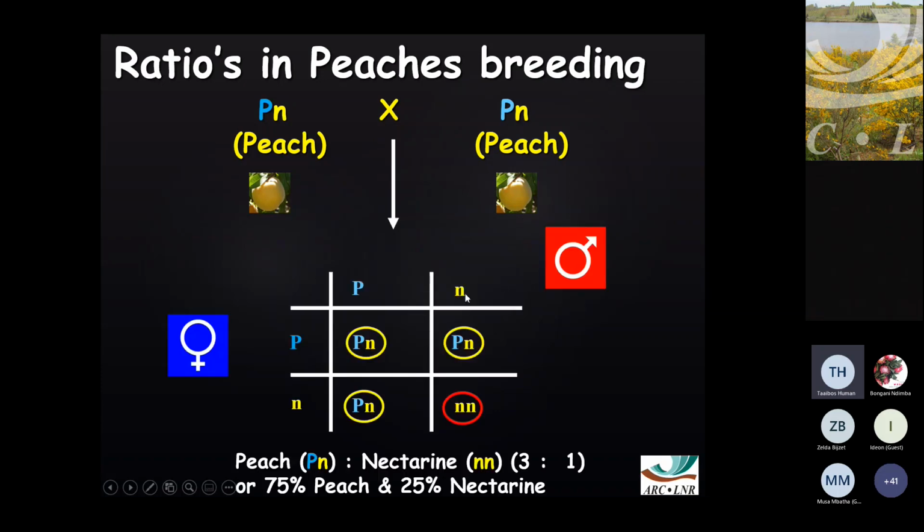And here again, the combinations take place for the parents, and here we can see the segregation of 3:1. So the genotype that we postulated is actually correct. You get this 75% peach and 25% nectarines.